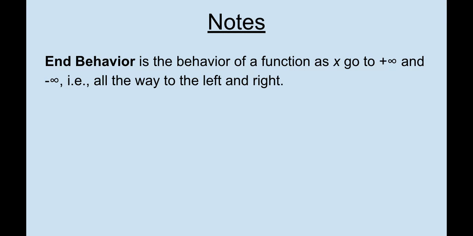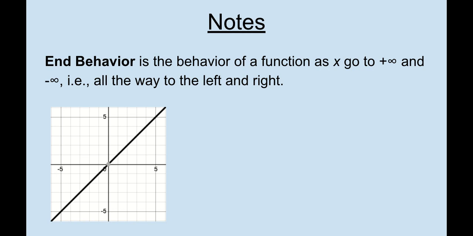Okay, so let's talk about end behavior. End behavior is simply the behavior of a function as x goes to positive infinity and negative infinity, which means the function is going to go all the way to the right and all the way to the left. So now you can kind of see we're talking about as x goes to plus and minus infinity, this is set up for limits, right? End behavior is what's happening at the end of the function, and the end of the function is where x is positive and negative infinity.